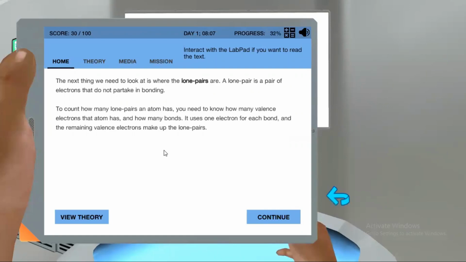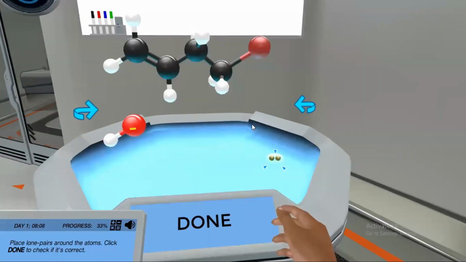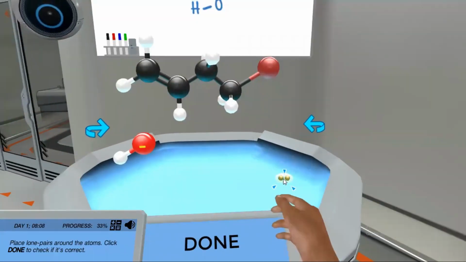The next thing we need to look at is where the lone pairs are. A lone pair is a pair of electrons that do not partake in bonding. To count how many lone pairs an atom has, you need to know how many valence electrons that atom has, and how many bonds. It uses one electron for each bond, and the remaining valence electrons make up the lone pairs. Place lone pairs around the atoms. Click Done to check if it's correct.